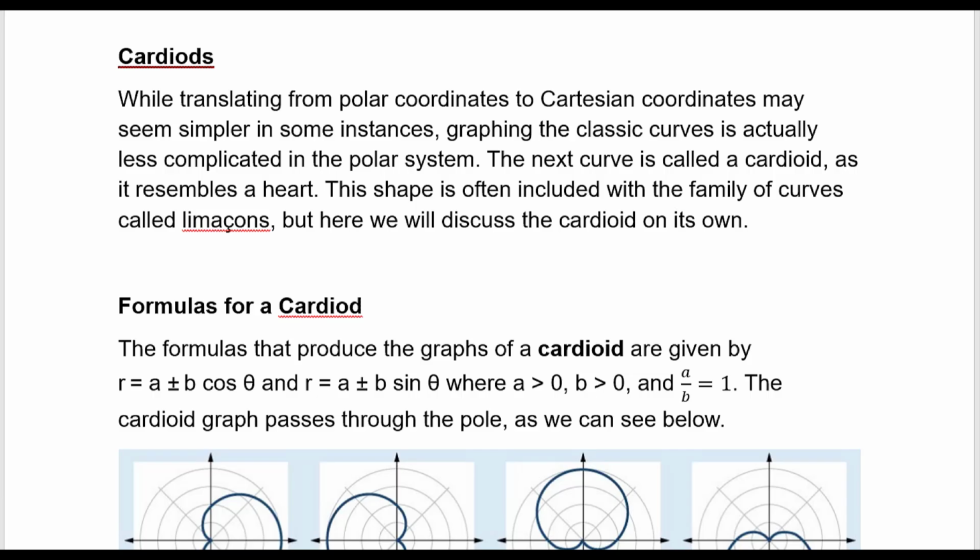Now we're going to take a look at cardioids. While this is from the book, while translating from polar coordinates to Cartesian coordinates may seem simpler in some instances, graphing the classic curves is actually less complicated in the polar system. The next curve is called the cardioid, as it resembles a heart.